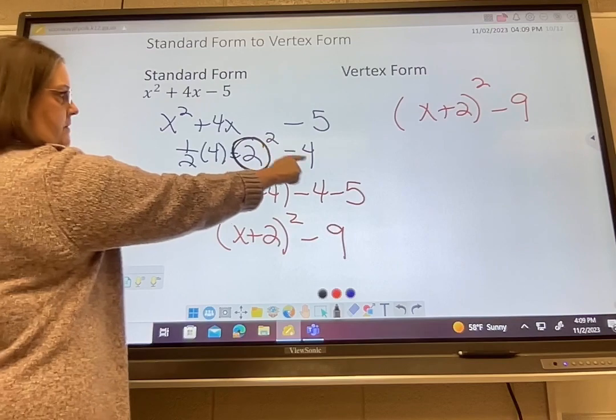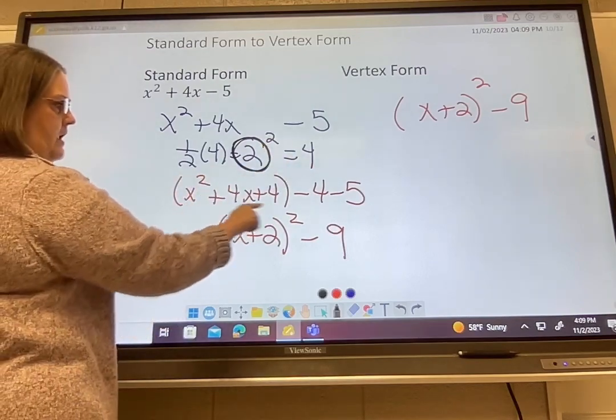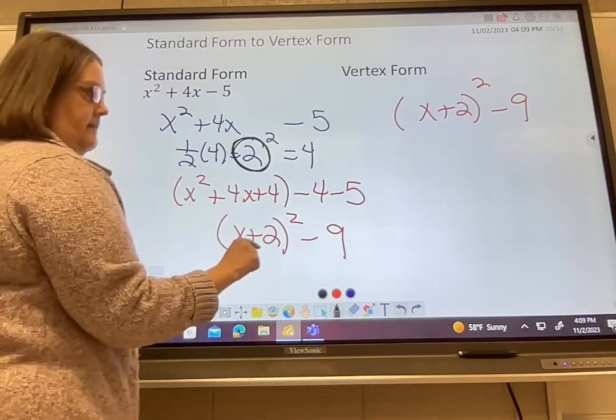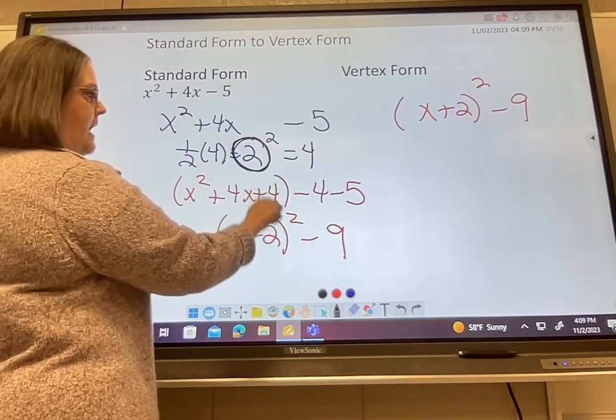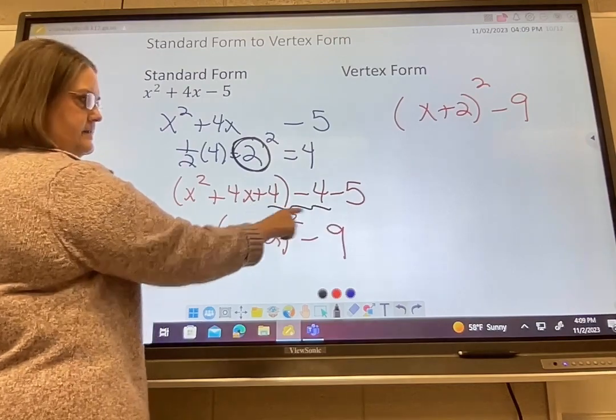Then I'm gonna square that, that gives me 4. Okay, that's what I'm adding right here in the middle. This is just like your complete the square thing that we were doing. So now I have x squared plus 4x plus 4. Because I added 4, I have to subtract 4 so that this still stays 0.